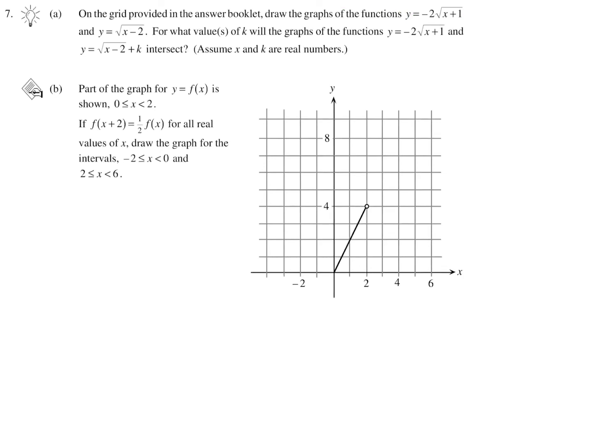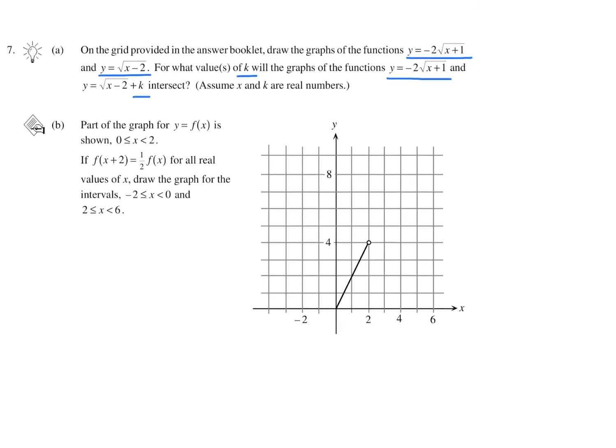On the grid provided in the answer booklet, draw the graphs of the function y equals minus 2 times the square root of x plus 1 and y equals the square root of x minus 2. All right, so that's the first part. Then they say, for what values of k will the graphs of the functions y equals minus 2 times the square root of x plus 1 and y equals the square root of x minus 2 plus k intersect? Assume k and x are real numbers.